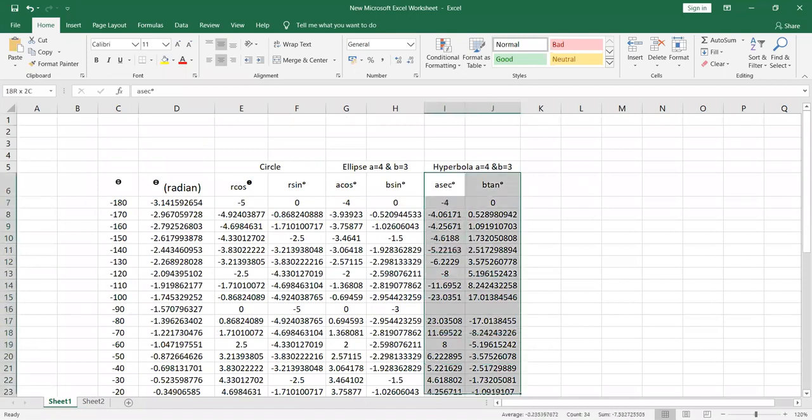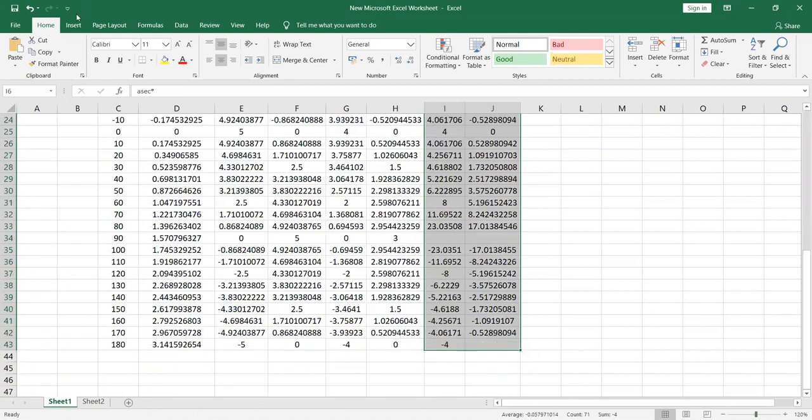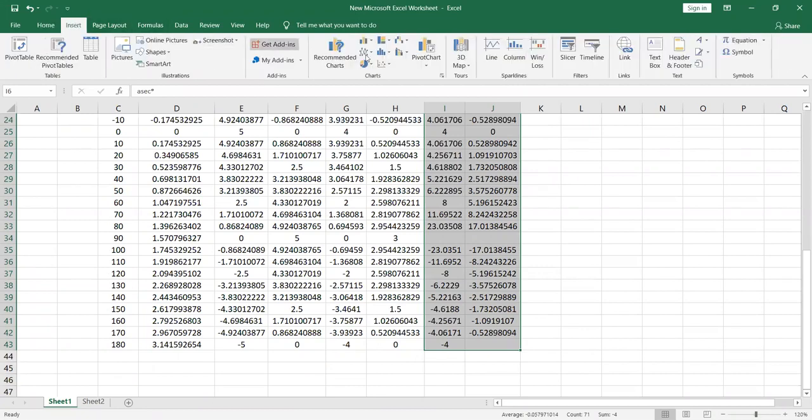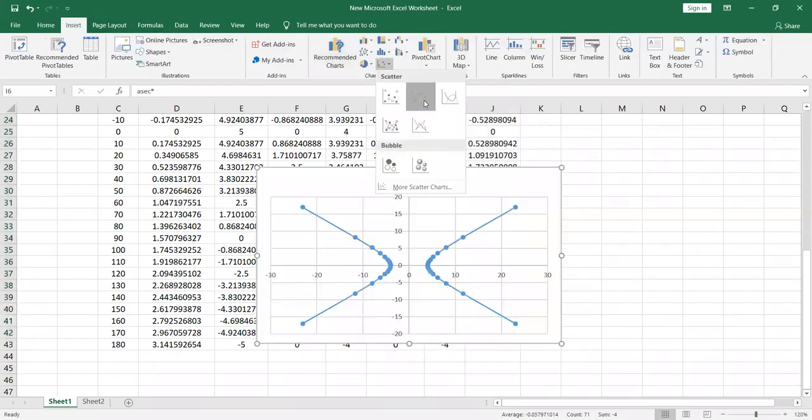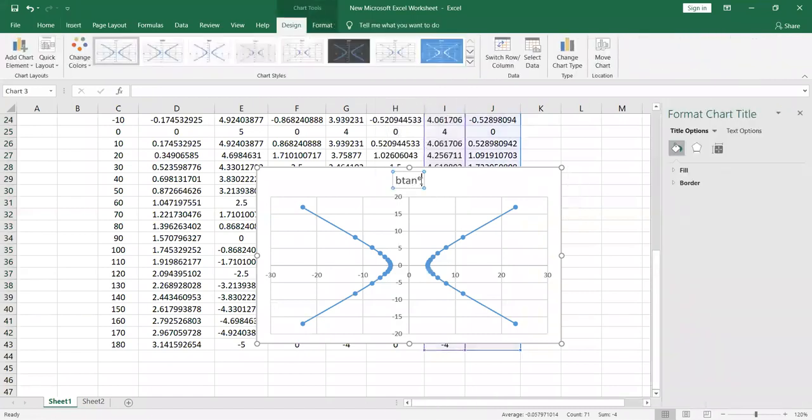Now select these two columns. Again follow the same procedure, that is insert, then charts, in chart scatter, select the scatter. So this is the graph of hyperbola. Simply write here hyper. Okay, so any doubt up to here? Hyperbola.